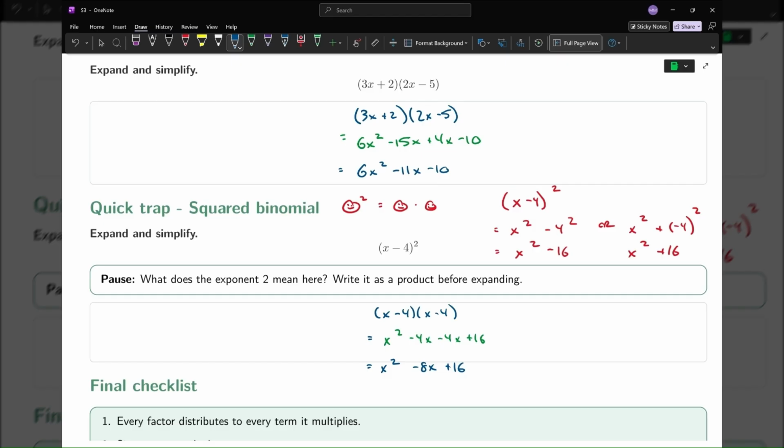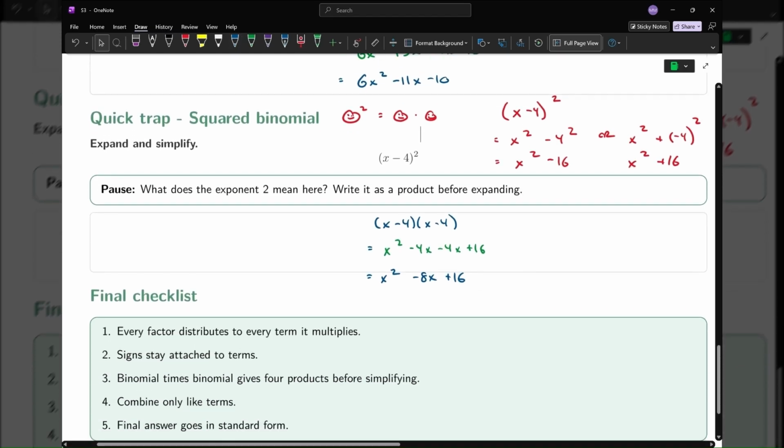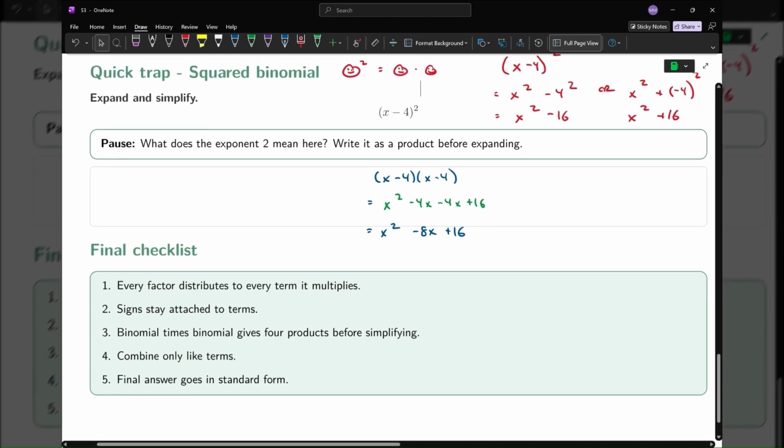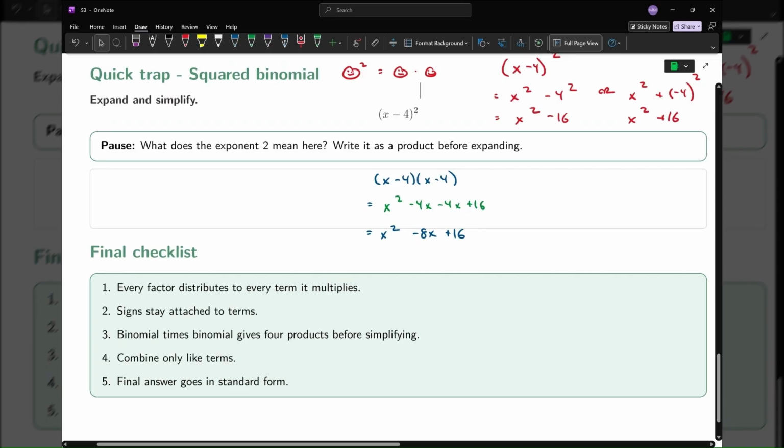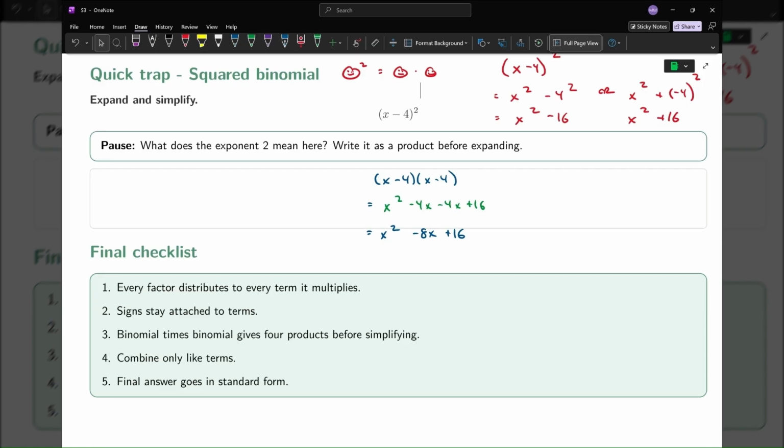But that is it. That's the video. Like I said, short and sweet, just on expanding these factors and then simplifying if we need to. So quick checklist for you. Make sure every factor distributes to every term it multiplies. Right, so everything outside the bracket hits everything inside the bracket. You attach that sign to the term, right? Don't lose signs, don't lose negatives.